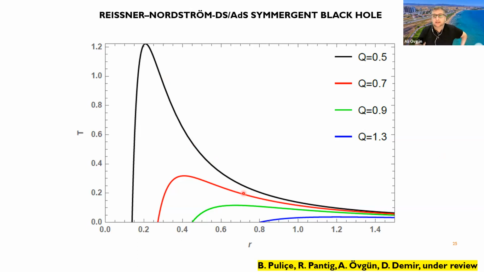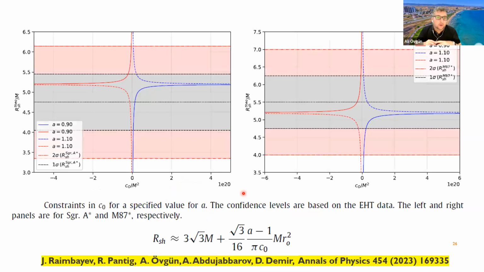On the other hand, we also look at the shadow of the black hole and its deflection angle. You can easily see that on the left side we did it for the Sagittarius A data, and on the right side we did it for the M87 observational data, and we try to find a constraint on the C0 value. We should then see how it influences the deviation of the shadow relative to the Schwarzschild case.